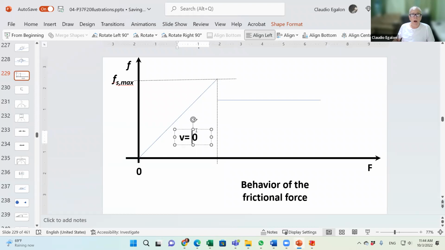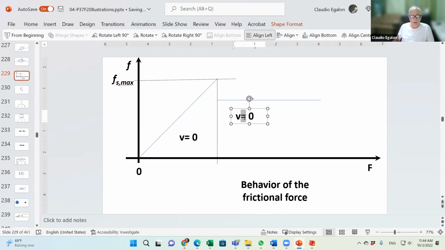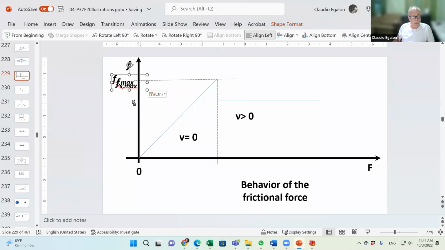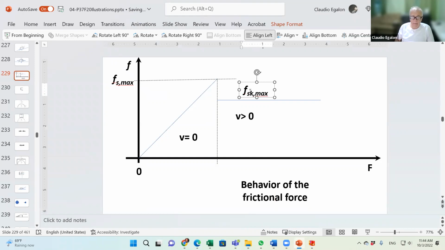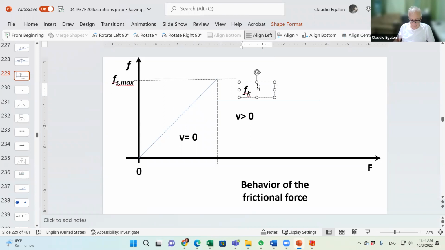The force and the object starts to move, greater than 0. At this point, you no longer have a force of static friction because the object is moving. At this point, we have the force of kinetic friction, which is usually less than the maximum value of the force of static friction. Remember, it's the maximum value, okay? It's not the force of static friction, but it's the maximum value of the force of static friction.